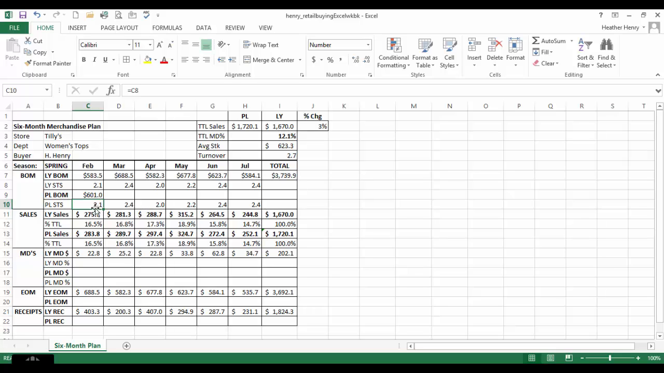So for February, if we have sales that are $283,800 and we want to hold on to the stock to sales ratio of 2.1, then we need to take the $283,800 times our 2.1 stock to sales to get our February BOM of $601,000. So when we start the month of February, we should have $601,000 worth of merchandise sitting on hand in our stores. Let's go ahead and apply that same relationship to the remaining months.